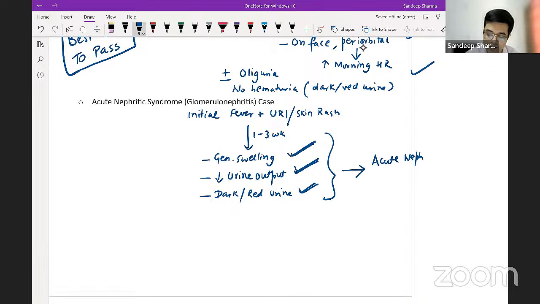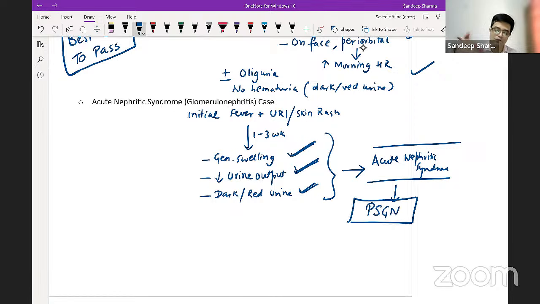And the examiner here may ask you, in acute nephritic syndrome or glomerulonephritis, what is the most common cause? It is often infection associated in Indian children. Which is the most common infection? It is post-streptococcal glomerulonephritis. They will have fever and URI or skin rash, followed by swelling 1 to 3 weeks later. This is the complaint. How will you mention it in the history? How will the history be? I'm telling you a sample history.